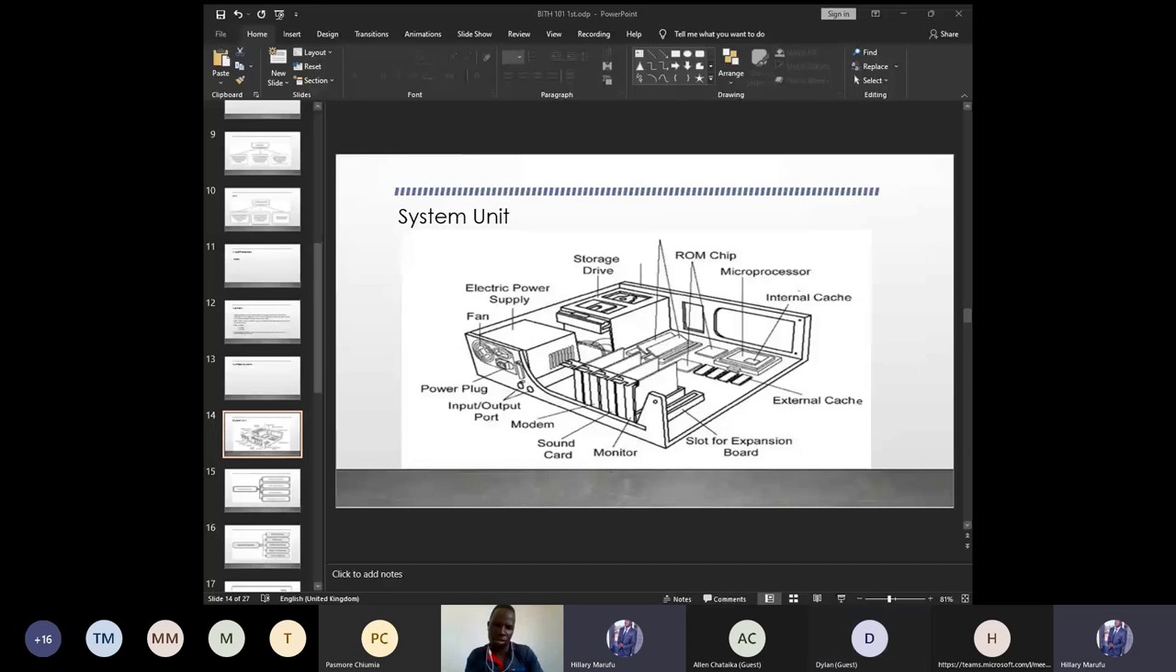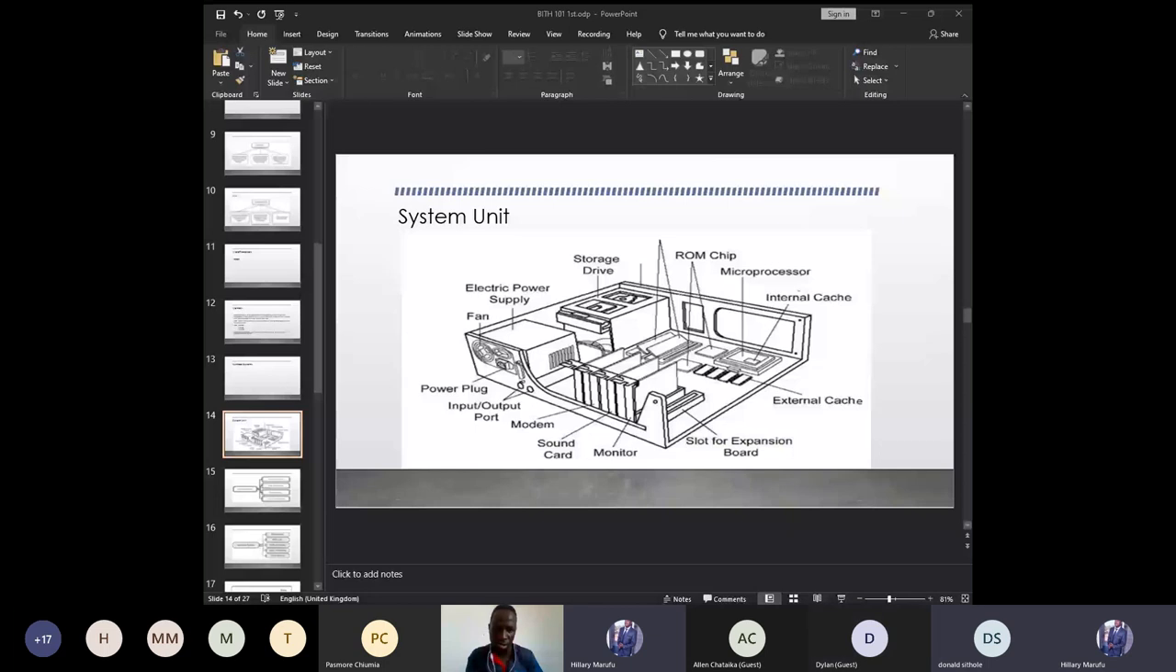Anyone to give it a try? Yes, you want to give it a try? System software. I think it's software that enables the user to communicate easily with the computer hardware and efficiently control the operations of the computer.